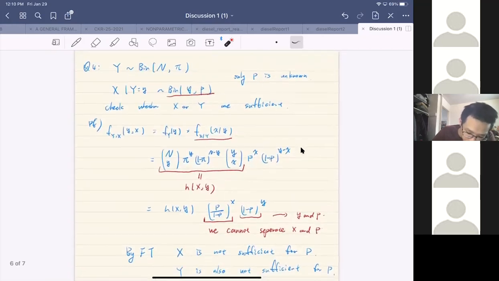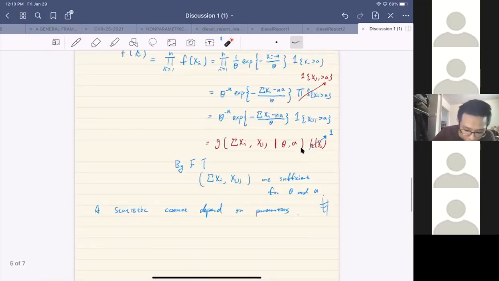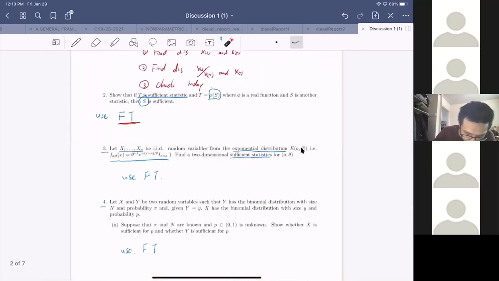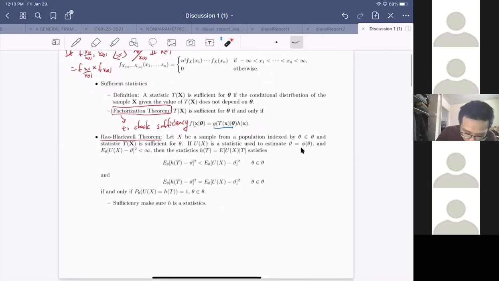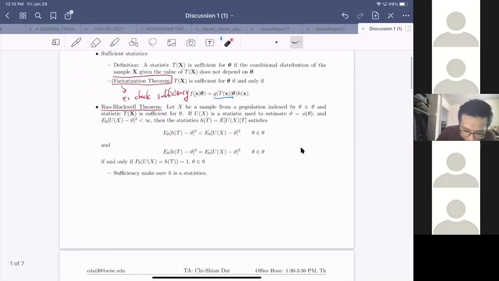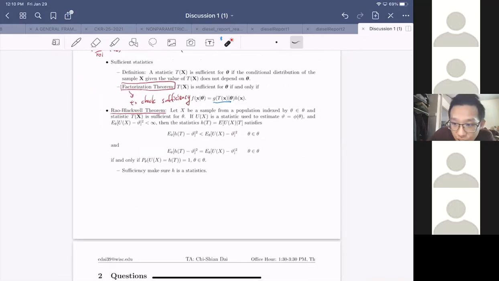If we don't know the distribution, I think it's really hard to do that. The factorization theorem's solution highly depends on the distribution. Like the definition, it's a conditional distribution. So if you don't have a distribution, that would be very hard. Did I answer your question? Yes. Thank you.